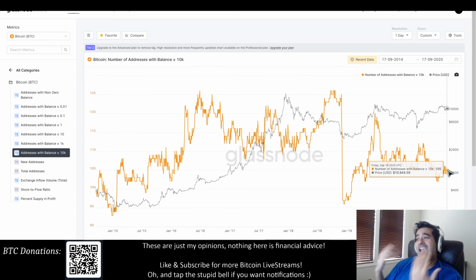I don't think this is as important, but what I would really like to see over time is that the price goes up and the number of addresses with a balance greater than 10,000 Bitcoin goes down, because I don't like the idea of addresses having that much Bitcoin, because those are the people that can crash the market. They can just sell and crash the market. So the fact that there's only 105 is actually good. I think the lower this number is, the better.